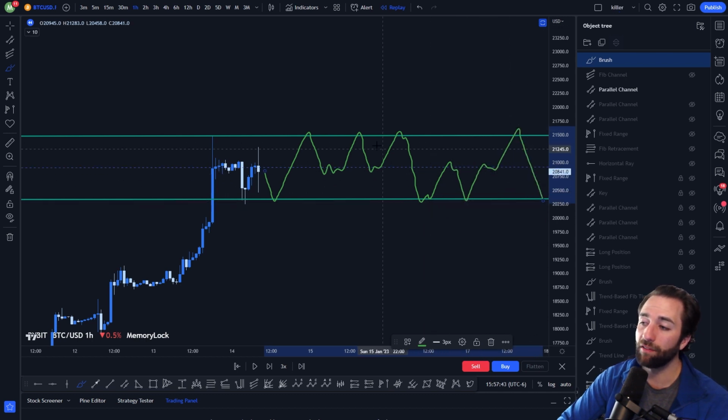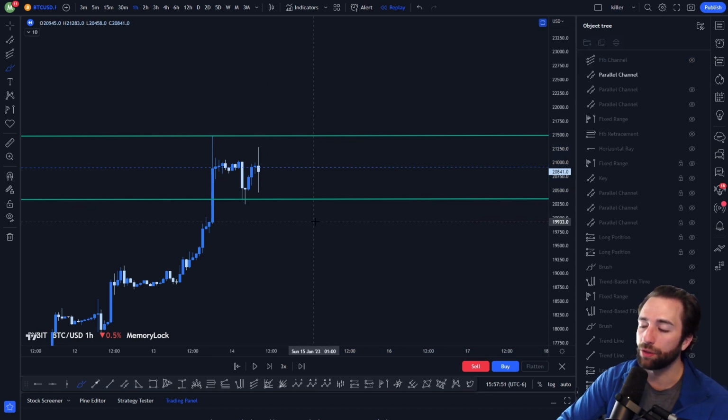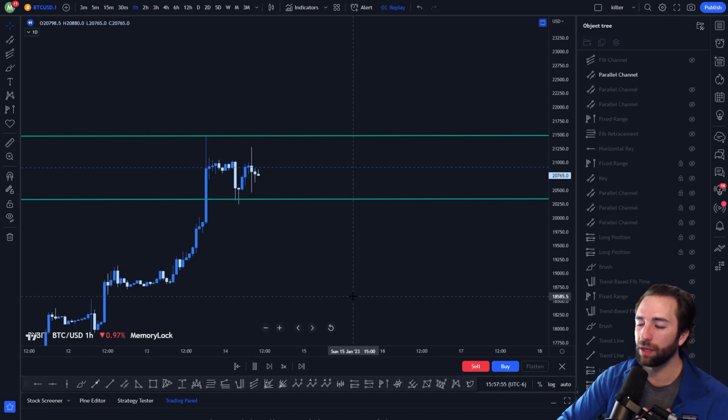So sometimes you'll have multiple shorts take profit at the midline, or multiple longs take profit at the midline. It doesn't just have to be short then long, short then long, short then long. Okay? So we'll go ahead and hit play here.